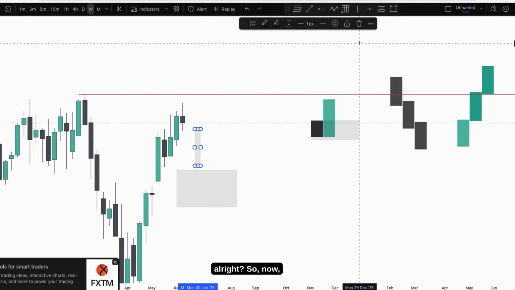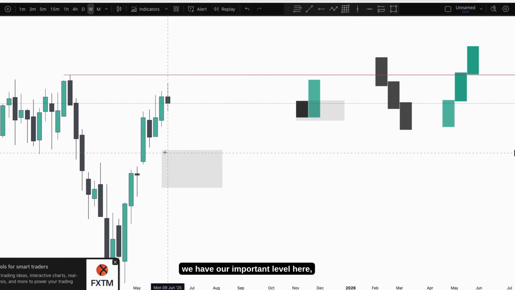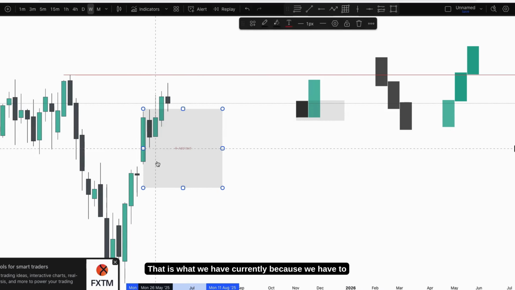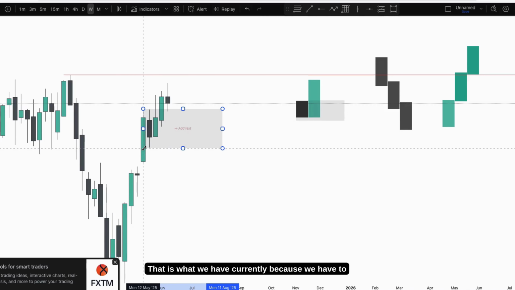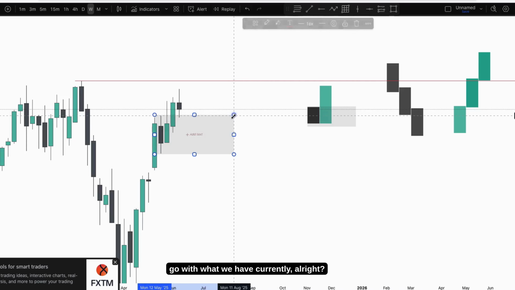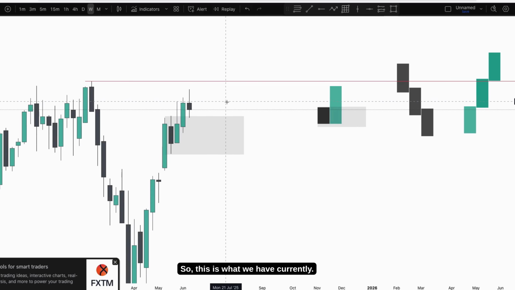So now we have our important level here, which is the order block. That is what we have currently, because we have to go with what we have currently. All right. So this is what we have currently.